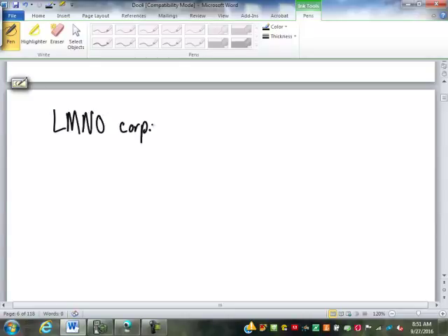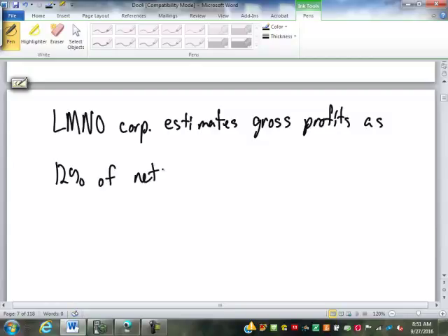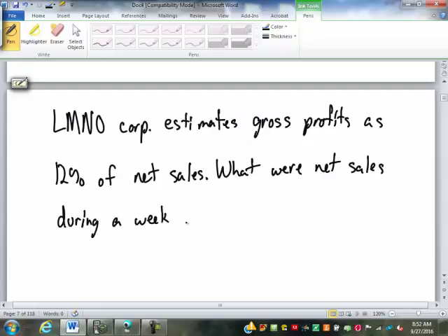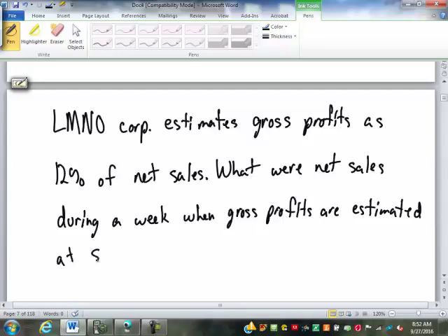LMNO Corp estimates gross profits as 12% of net sales. What were net sales during a week when gross profits are estimated at 12%? 38,400.